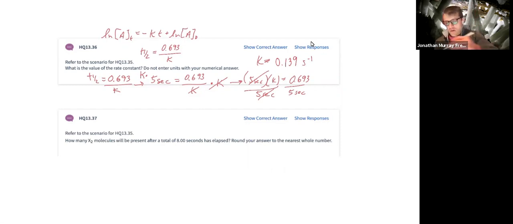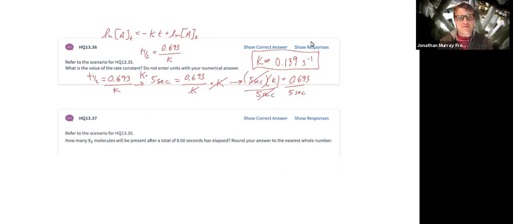For a first order reaction, the units on the rate constant always should be inverse seconds, 1/seconds. Now that I have that information, I can tackle question 37. This is one of those more challenging ones where we don't have a concentration that falls on a nice half-life timeline that fits into our previous data.